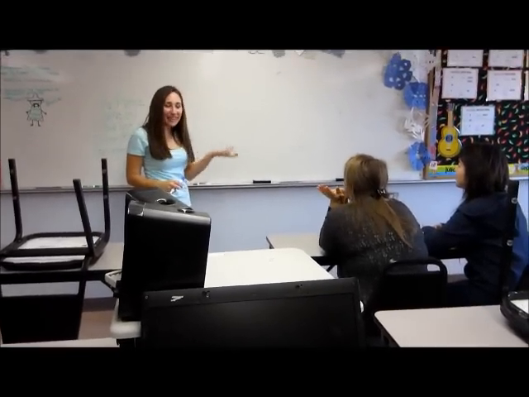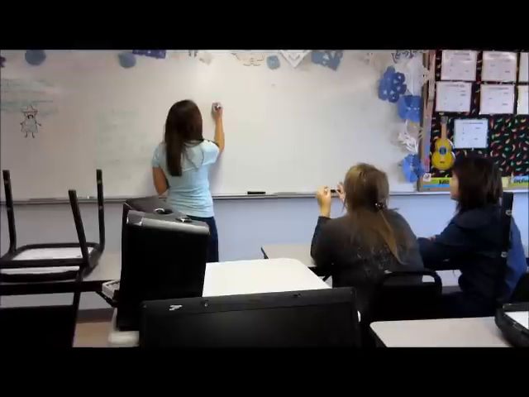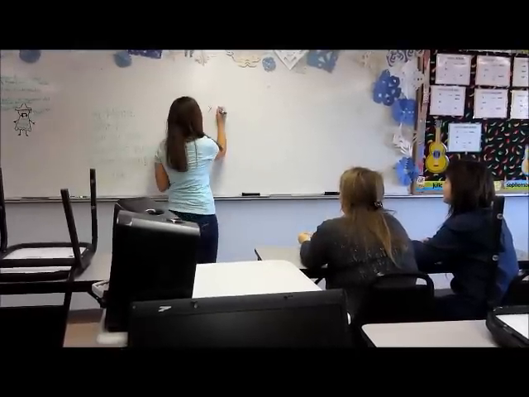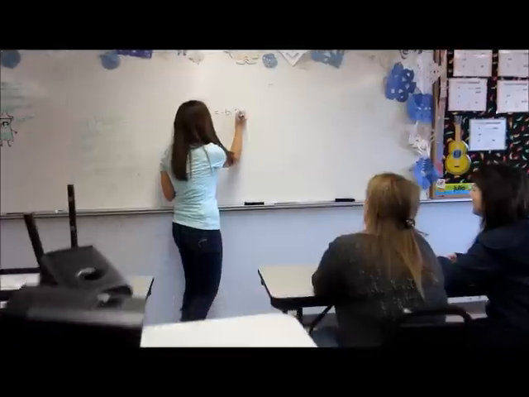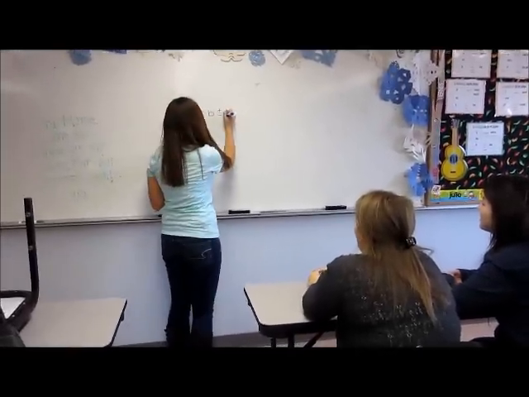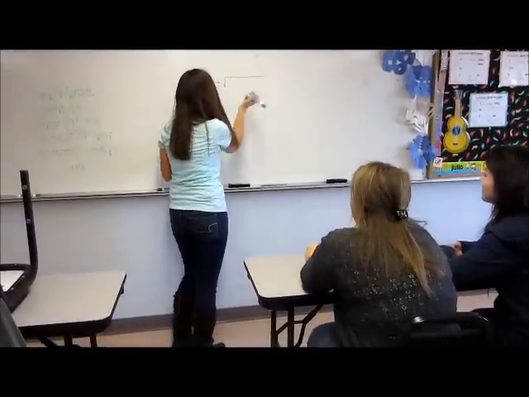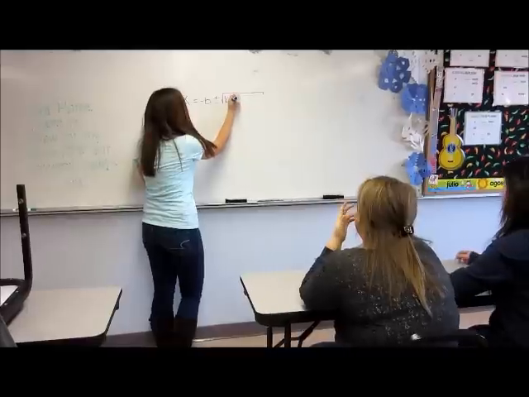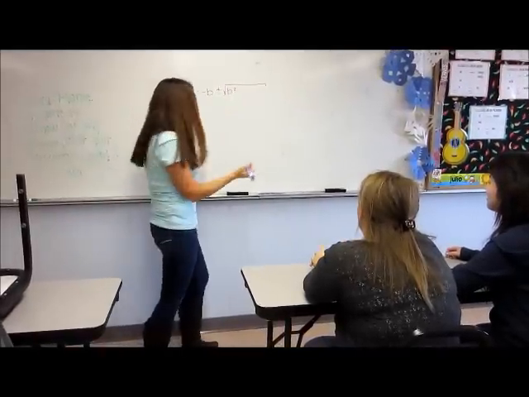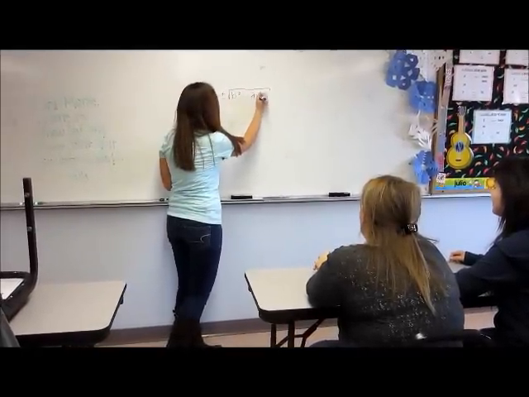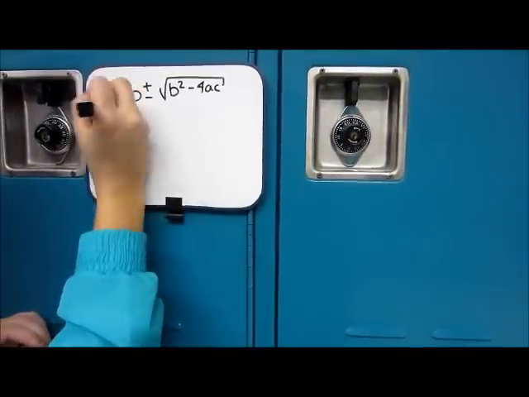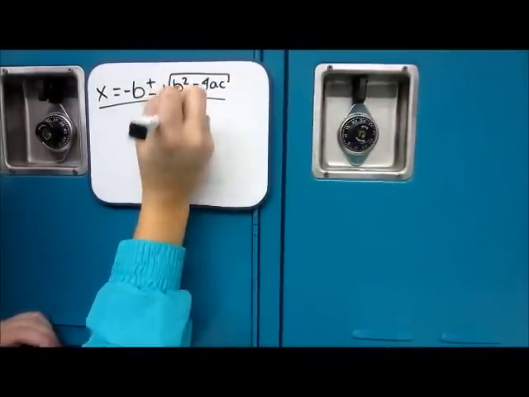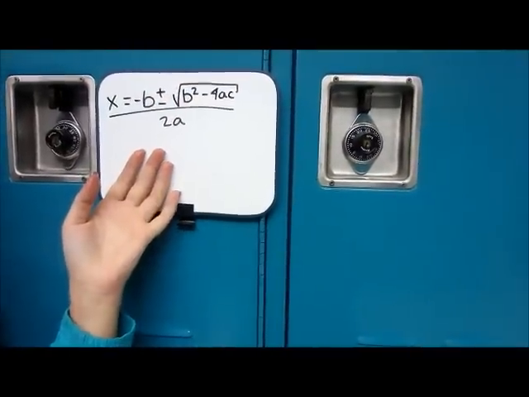Quadratic formula? I would love to. X equals negative b plus or minus the square root of b squared minus 4ac, all over 2a. And this is the quadratic formula.